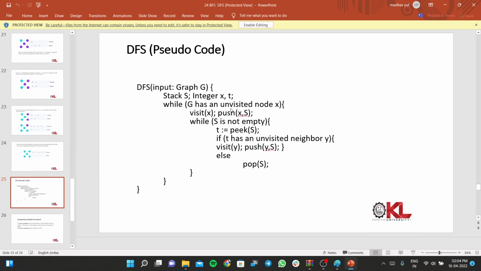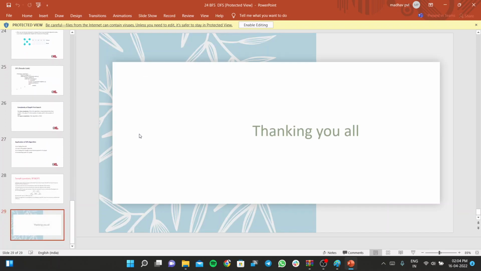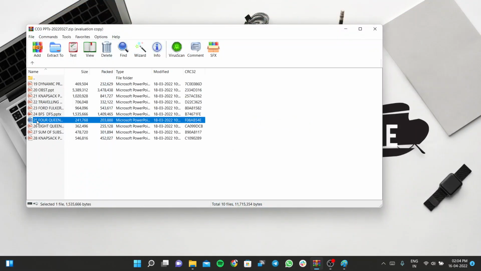So we are considering a stack here, and after visiting it, we are just putting it into the visited nodes, and the other ones which are not visited will be in this unvisited node list. So in this way we are going to complete this, and then the 4 queens problem.